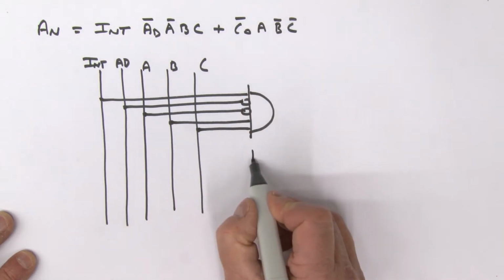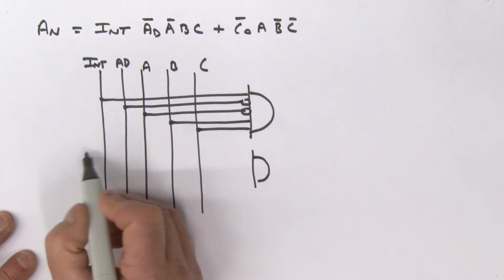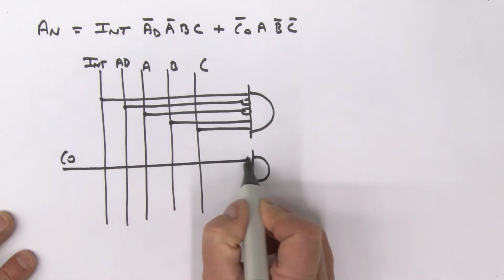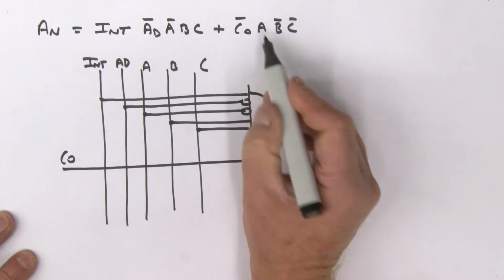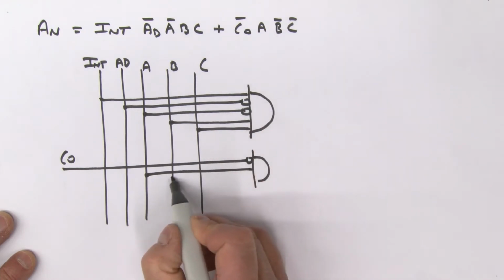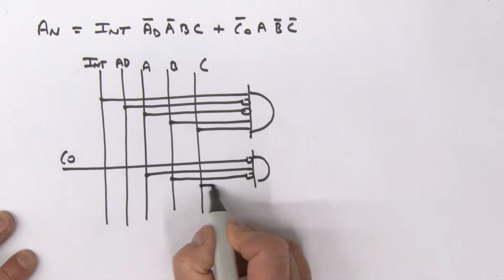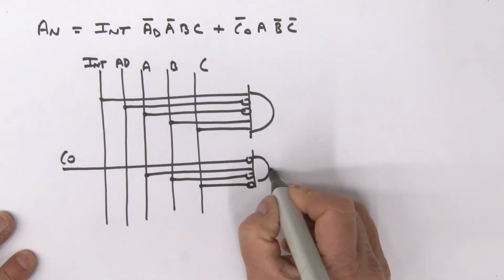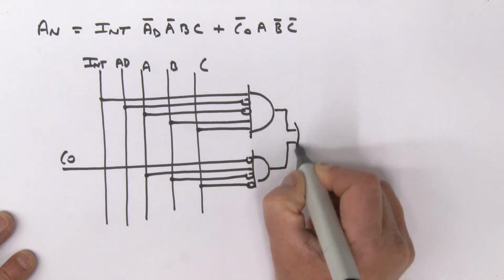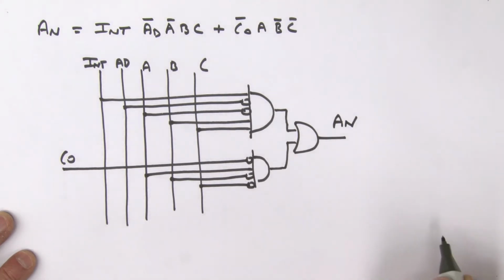Next product term, so one more AND gate sitting over here like so. I've got CO bar, so imagine I've got CO, and I'm going to come in and simply invert it. Then I've got A, so let's grab A. Then I've got B bar, so there's B, and I'm going to bubble it to give me B bar, and then there is C bar, so here is C bubbled. All right, so I'm going to OR all those together, like so, and there is my AN, like that.